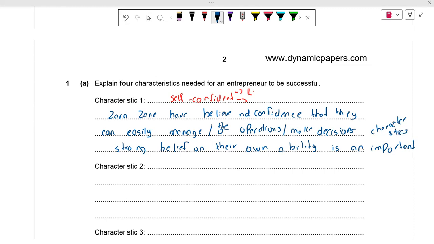Okay, so I'm just going to stick to this. This is my answer for characteristic one: that self-confidence is very important because Zara and Zen are basically operating the whole business by their self-confidence. They have to make some decisions, and that's why a strong belief in their own ability is a very important characteristic to becoming a successful entrepreneur.